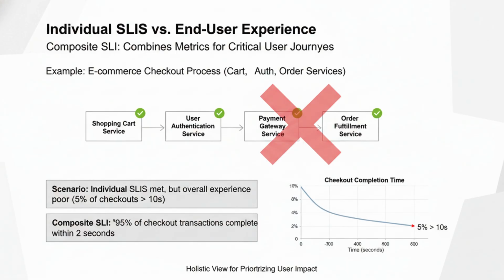A composite SLI for the checkout completion time might be defined as 95% of checkout transactions complete within 2 seconds. This holistic view is crucial because users don't interact with individual microservices, they interact with the entire application. Defining composite SLIs requires a deep understanding of critical user flows and how different services contribute to them. It moves beyond isolated metrics to focus on what truly matters to the user, providing a more accurate representation of the application's overall health and perceived quality. These SLIs help prioritize efforts to optimize the most impactful user experiences.